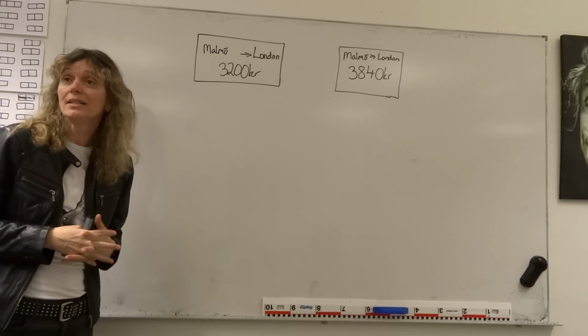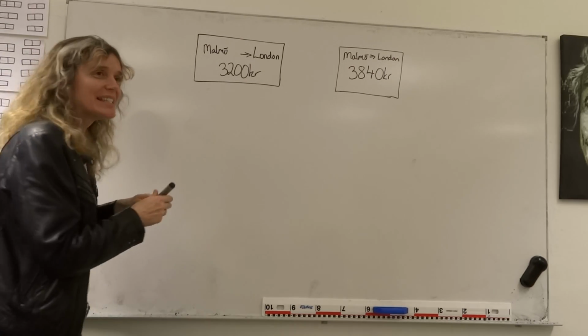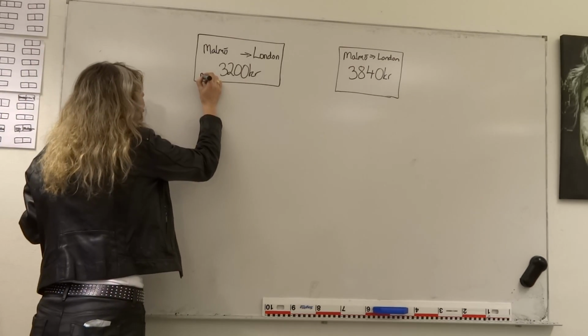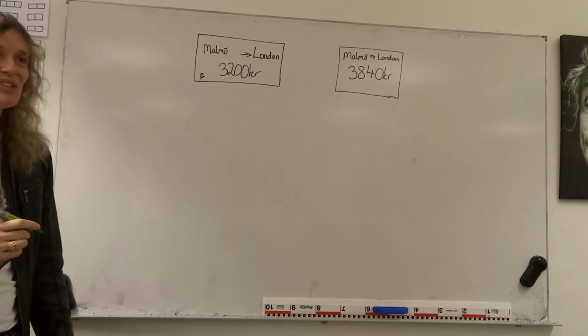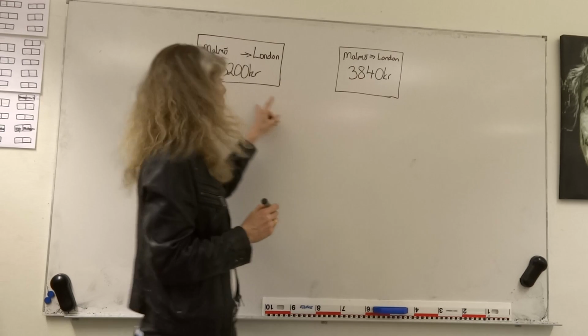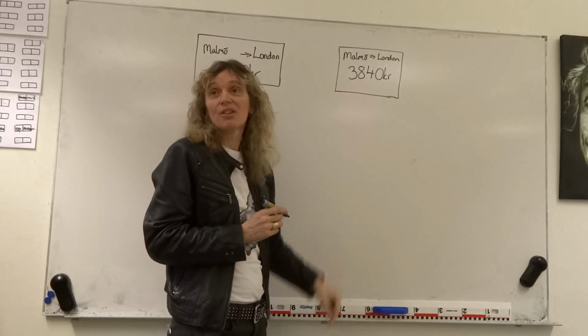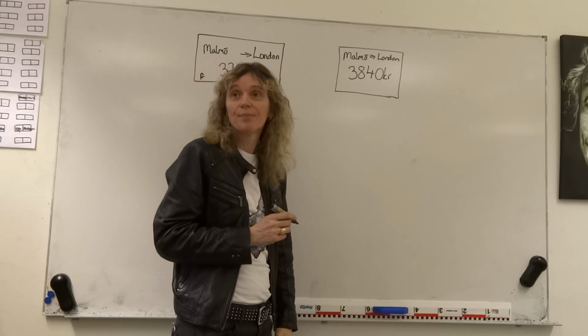So then we go on the internet, and if you notice what happens when you go in, down here it usually says "from 3,200." So when you go in and try to book this ticket, there are no tickets available at 3,200. The tickets are available at 3,840.